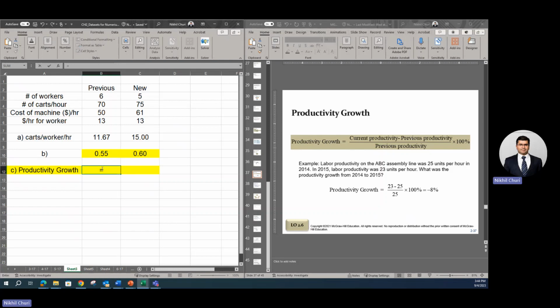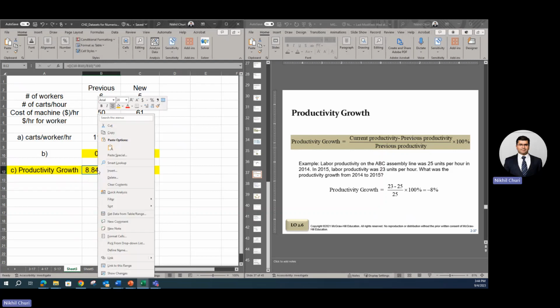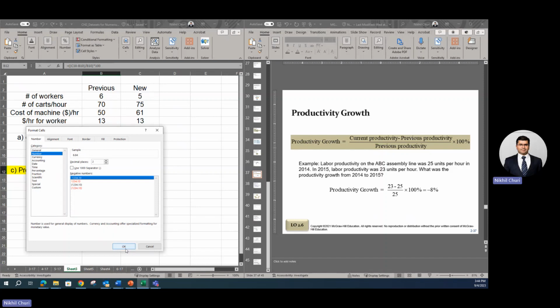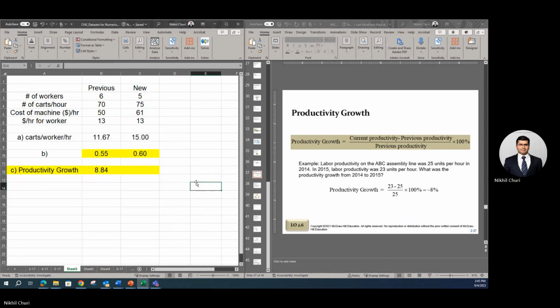So this will equal, I'll start a bracket, current 0.6 minus previous 0.55, divided by previous 0.55, and everything I will multiply by 100, or I can use percentage formatting. Let's do it here, multiplying the whole thing by 100. So that's the percentage. My productivity increased by 8.8%. So 8.84% productivity improvement is what I got using the newer equipment. So this is how I will be solving.